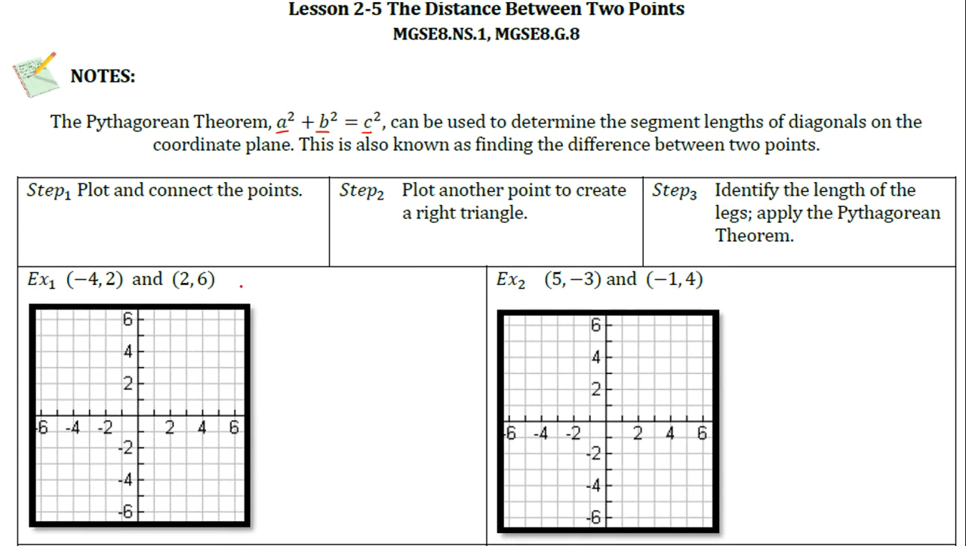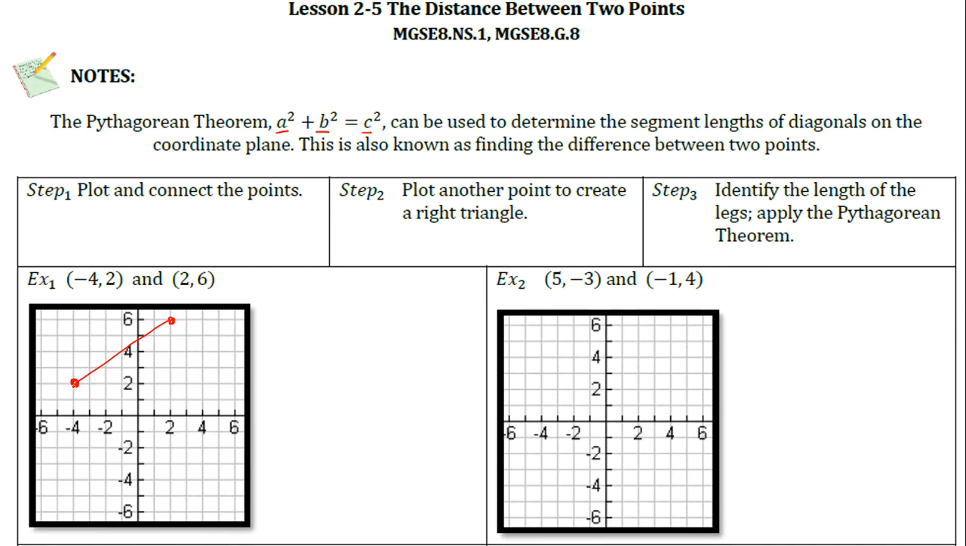So the first two examples, we're actually going to be finding the distance using the coordinate plane. So we're going to plot (-4, 2) and (2, 6). We're going to connect these as best we can. Now we want to know the distance between these 2 points, and we can't just count the units because they are not vertical or horizontal.